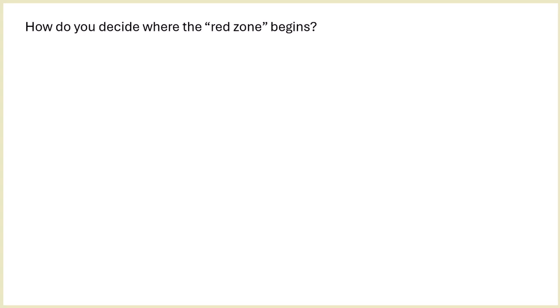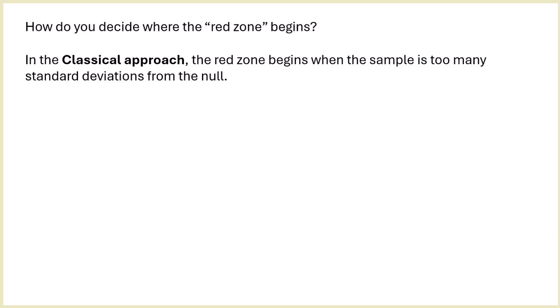So, what's our first question here? How do you know where the red zone starts? Now we start getting into the different approaches. In the classical approach, we're just going by z-scores. If the z-score of the sample is far enough away, and we haven't determined exactly what that is yet, then we're going to reject the null. All based on z-scores.